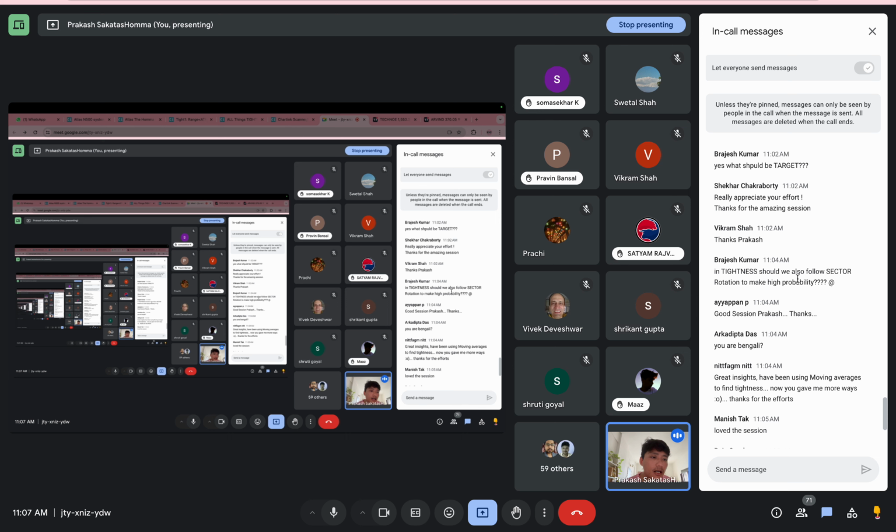Cheers, Vikram. In tightness, should we also follow sector rotation? Yes. You should mostly trade only stocks which are really coming from strong groups and also have themes behind them. So for example, the defense theme. Currently there is a theme of renewables, solar. There's a big theme of data center which might play out, transformers. These are the names you have to be in.